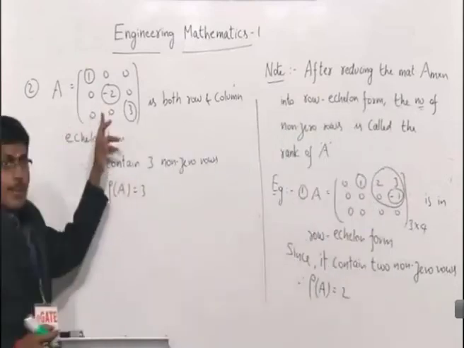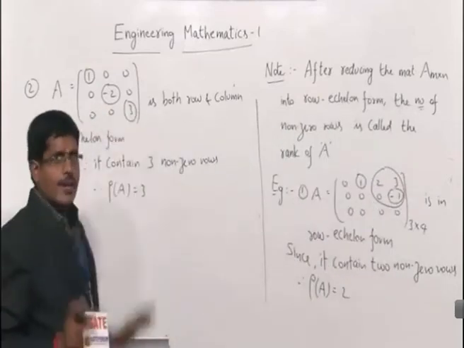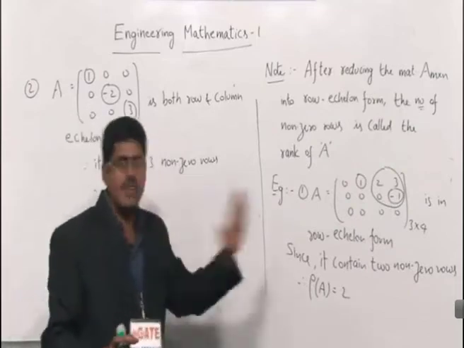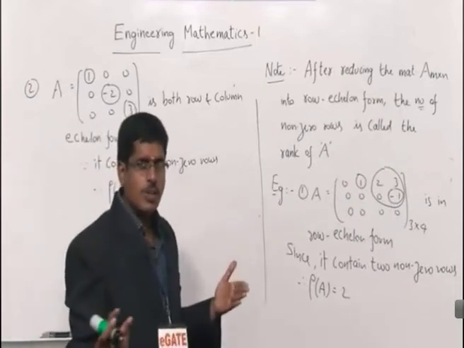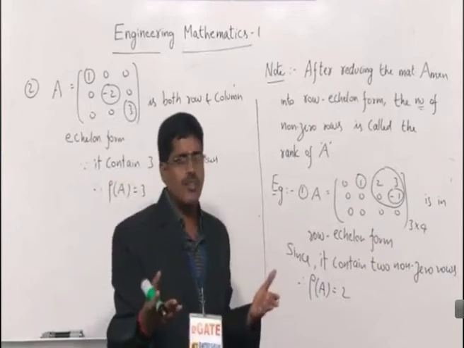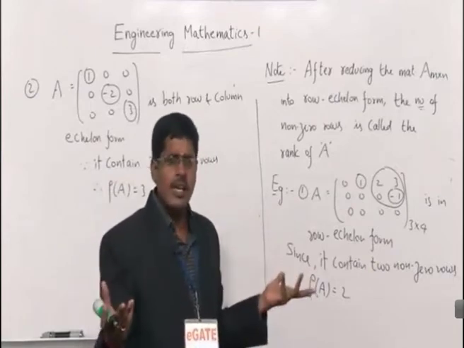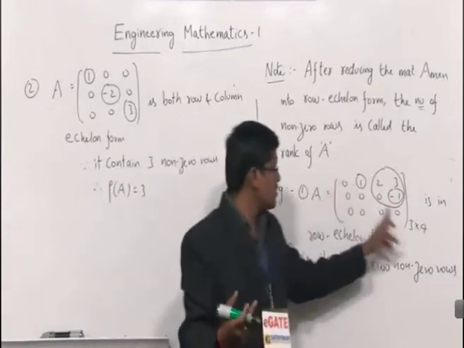Next. Every upper triangular matrix is a row echelon form. Every lower triangular matrix is a column echelon form. But the converse need not be true. What does it mean that the converse need not be true? Whenever a matrix is in row echelon form, it may or may not be an upper triangular matrix.